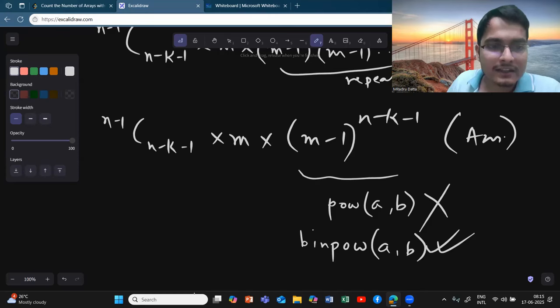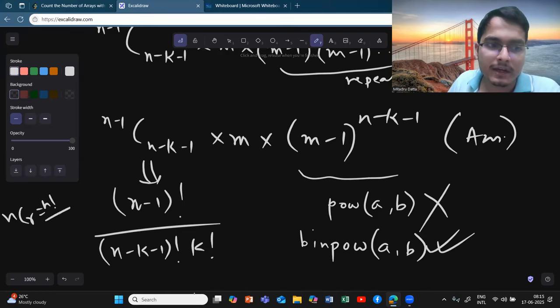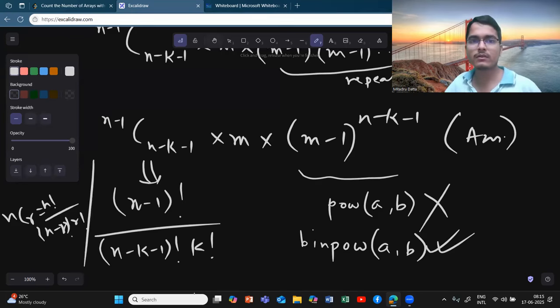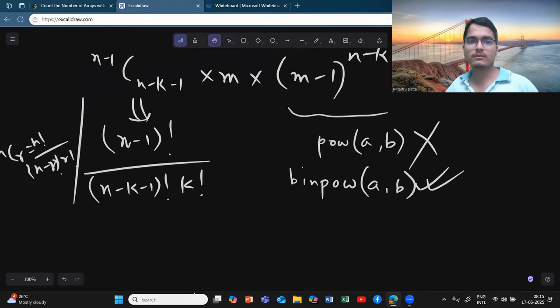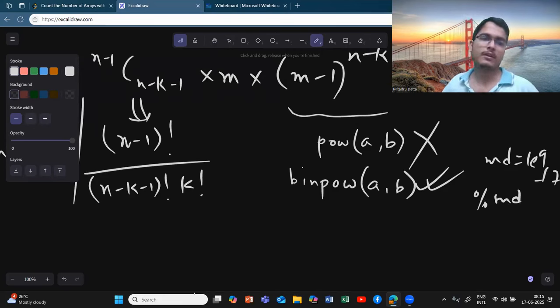And you know that this is also nothing but n minus 1 factorial by n minus k minus 1 factorial by k factorial. I am assuming you know the formula for nCr, which is nothing but n factorial by n minus r factorial and r factorial. Now you need to also have a mod, right? It is called mod of 1e9 plus 7, where mod is 1e9 plus 7. You need to have this.